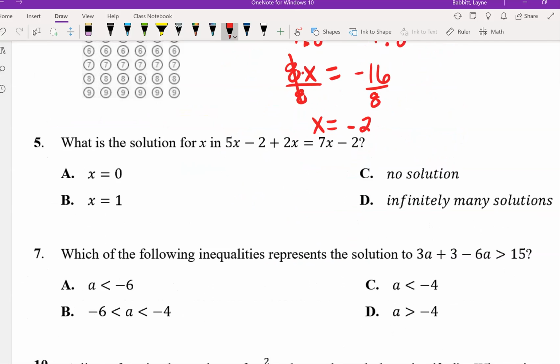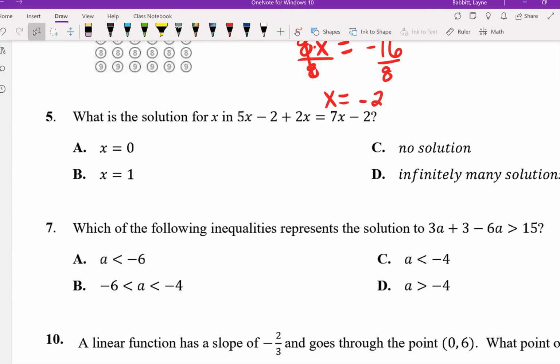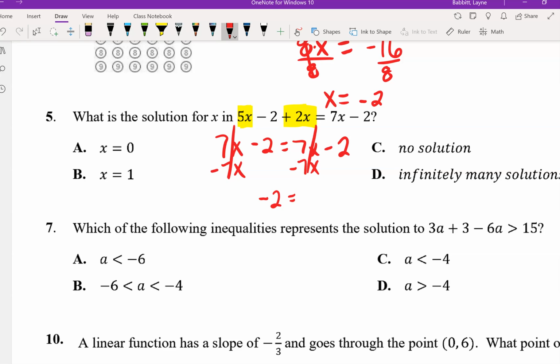Moving on to number 5. Again, when we solve this, we want to simplify the left and simplify the right first. I notice on the left here, I've got like terms, so I'm going to combine those first. I'm left with 7x minus 2 equals 7x minus 2. Normally the next step would be getting the x's together, but you might notice that if you try to move this x to the other side, they're going to cancel. We'll be left with negative 2 equals negative 2.